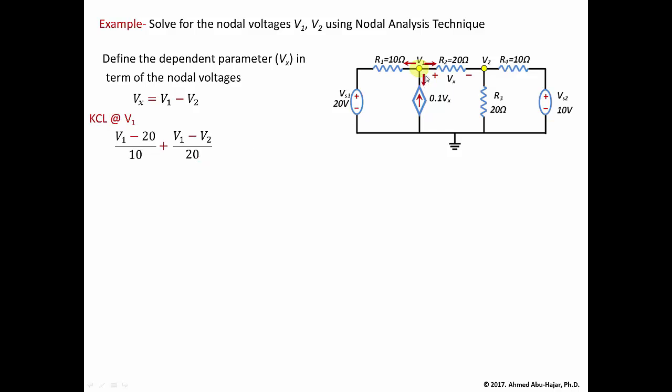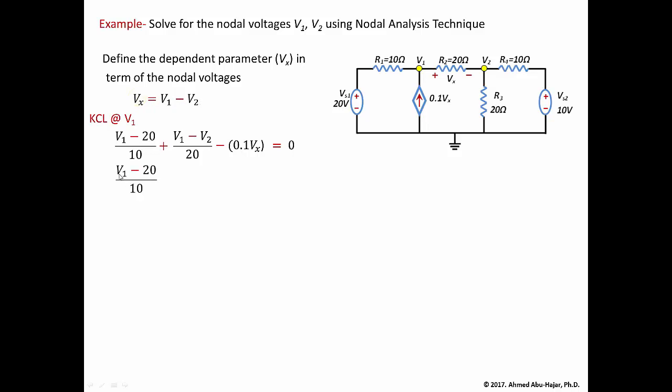Finally, we are going to add the current in this branch, and the current leaving this branch is minus the current going in, and the current going in is going to be 0.1 times Vx. So we are going to say minus 0.1 times Vx. Those are all the branches connected at V1, so this is going to equal 0. Now what we are going to do is substitute for the value of Vx. We are going to substitute it by V1 minus V2, so Vx becomes V1 minus V2.